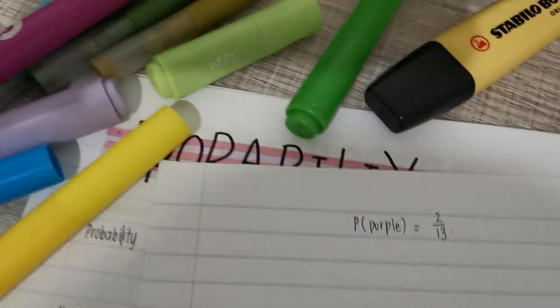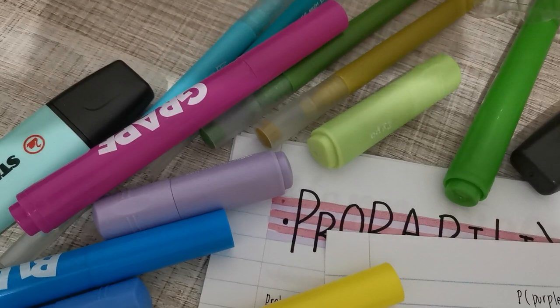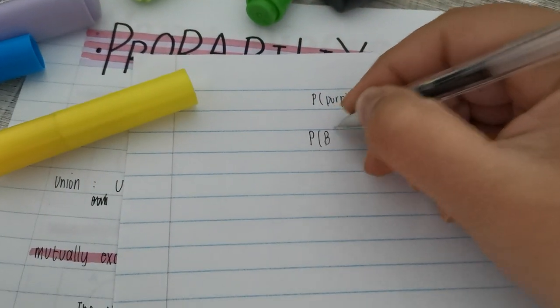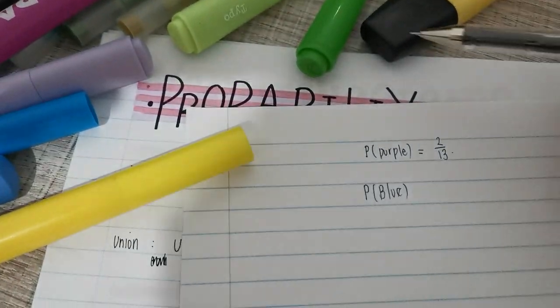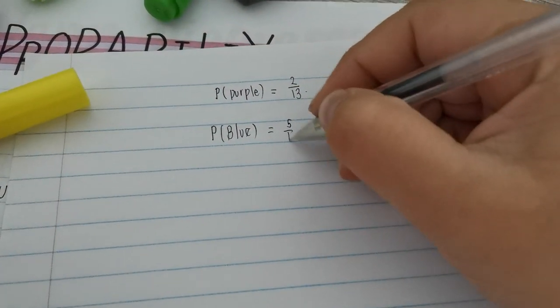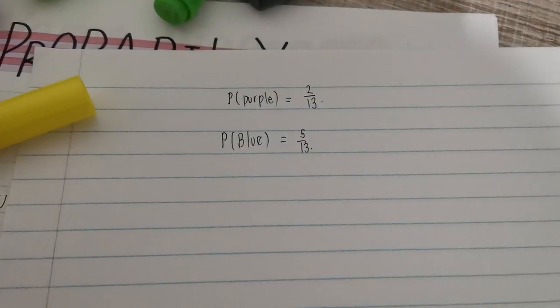If I asked you from this set over here, what's the probability of pulling out a blue pen? It would be the probability of blue. We said there were 4 pens, am I right? No, 5 blue ones, 1, 2, 3, 4, 5, right? Which is 5 out of 13, okay? Now that is the simple stuff.